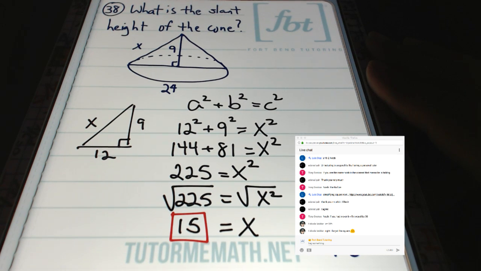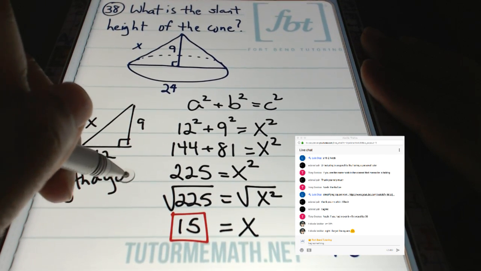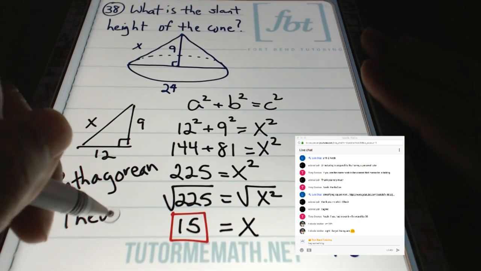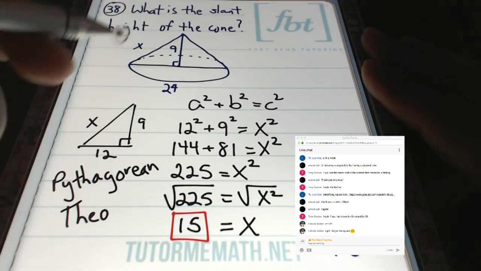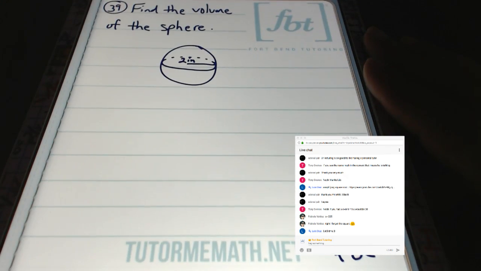So problem number 38 is done, guys. It turns out that in order to solve for the slant height of this cone, we needed to use the Pythagorean theorem. Let's go ahead and write this out here for those that need to know. Pythagorean theorem. That's what was utilized to solve this problem. That's right, Lewis. You could have used that ratio of 3-4-5 to solve that problem as well. Absolutely. So that's problem number 38. That was a good example, guys.